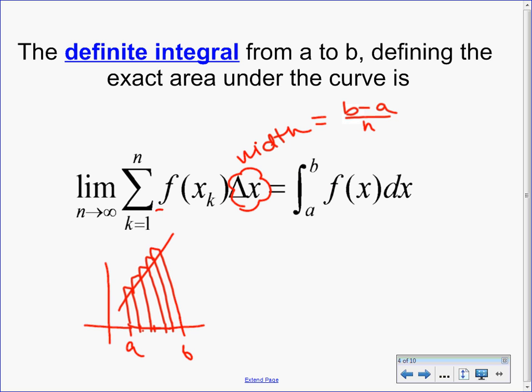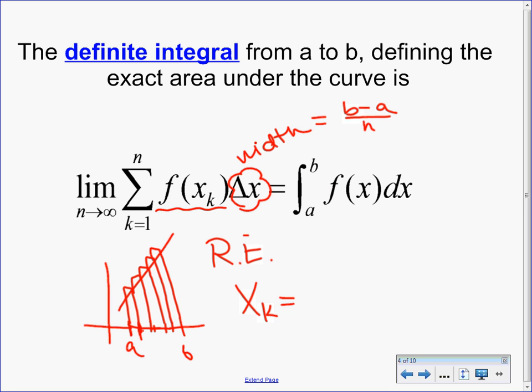Now, this is going to be the height of each of our rectangles if we're talking about a right endpoint approximation. How high is this first rectangle? Does it have height A? No, it does not. It has height whatever this is on the right, correct? So how far apart is A from this point? Delta x, because that's the width of our rectangle.